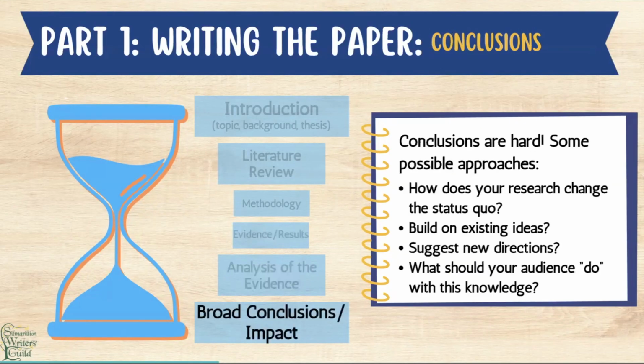Okay, so finally we get to conclusions, and this is where we broaden back out again in our hourglass shape. So you've gotten really specific and granular, like, this is what I learned from my research, and now you're going to broaden it back out to Tolkien studies again. So conclusions are really hard, or at least for me they are. If they're not for you, awesome, please tell me your secrets.